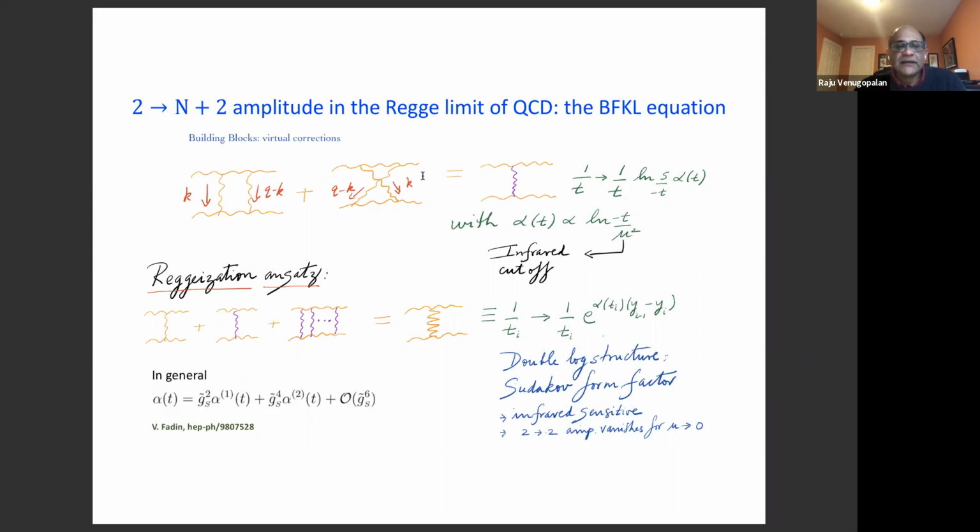The other important part of this work that Lipatov and collaborators came up with was this idea of Reggeization. That's a very important concept that has extended into many areas of physics subsequently. At its heart, it's this beautiful idea: now, let me try and compute all possible loops for this 2-to-2 process.